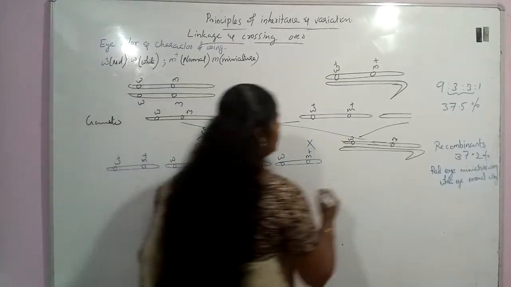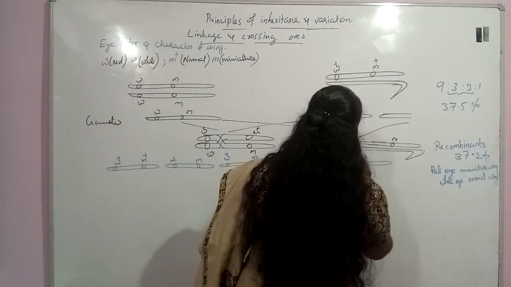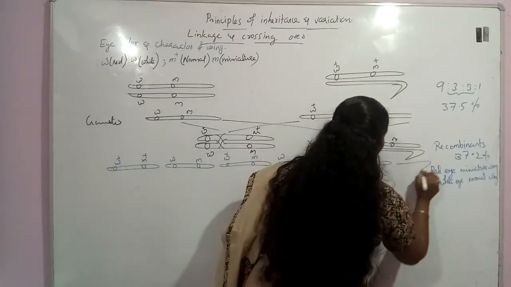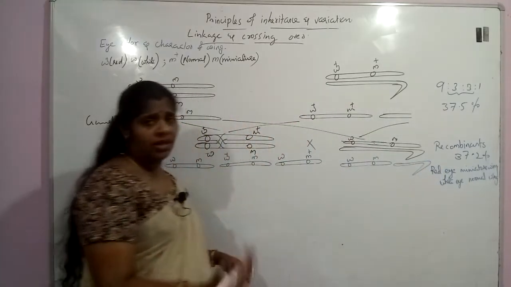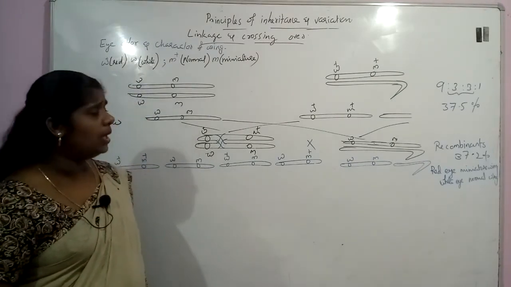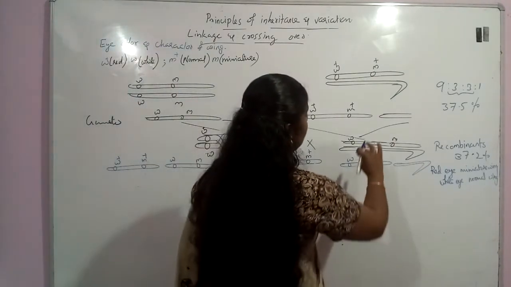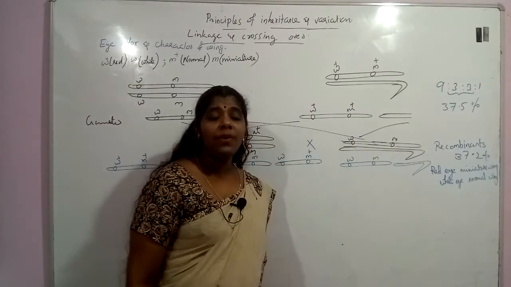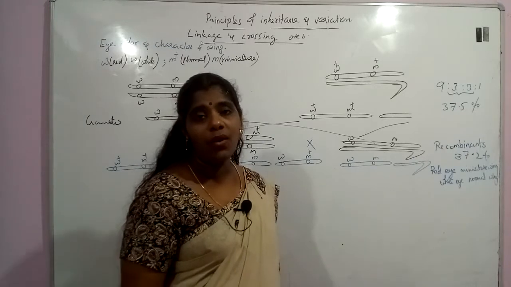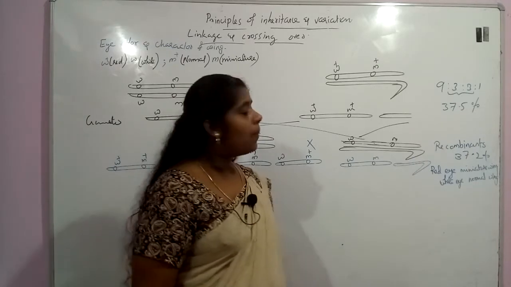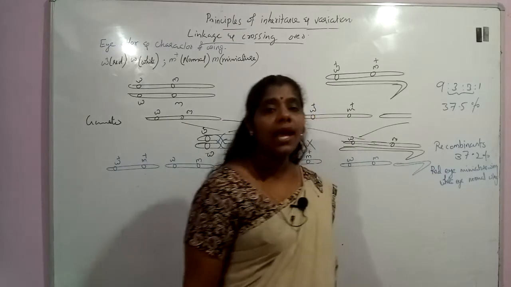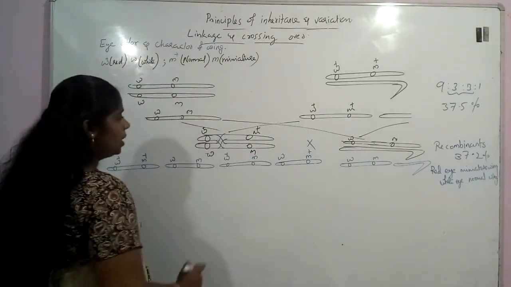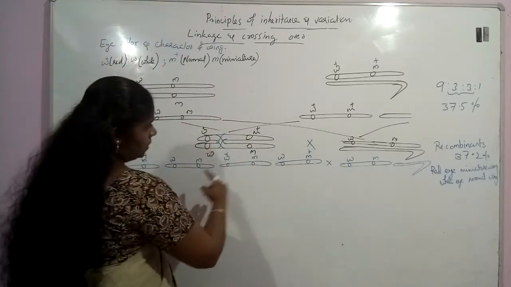So here the sperms produced from this will have an X chromosome with W M and one Y chromosome. Here there is no chance of recombination. Why? Because this is not a homologous pair. Recombination occurs only between the non-sister chromatids of homologous chromosomes. So since these are not homologous chromosomes, there is no chance of recombination. We can see this combination. So here this is undergoing a cross with this one.